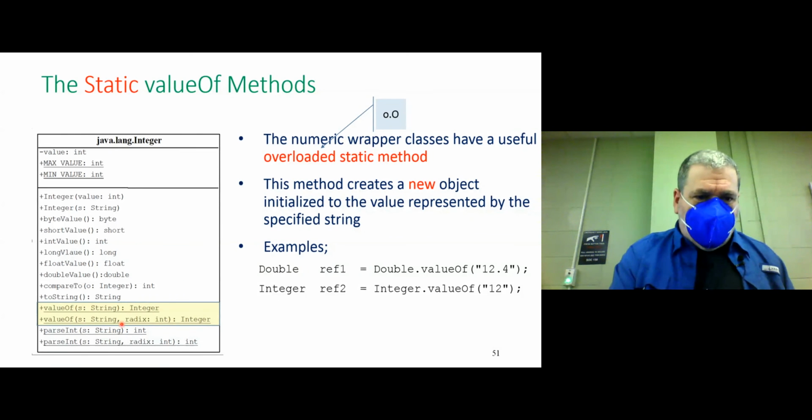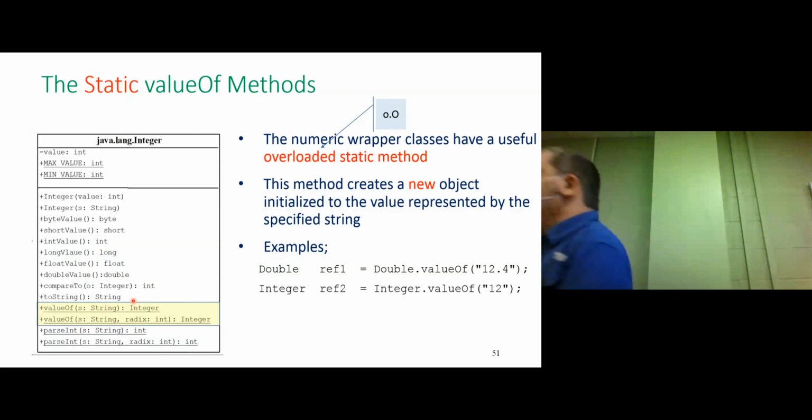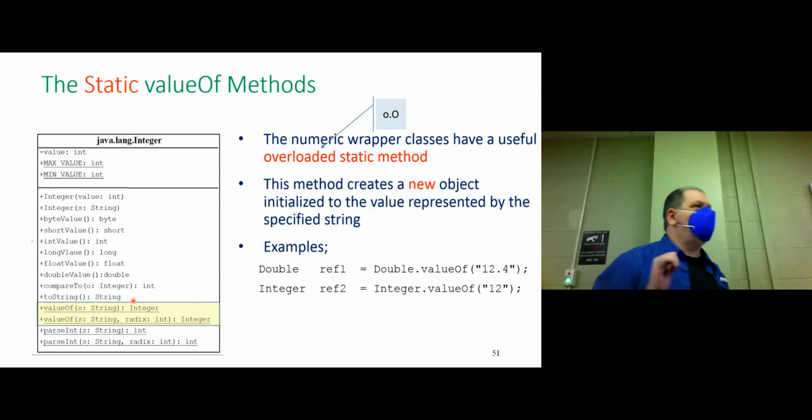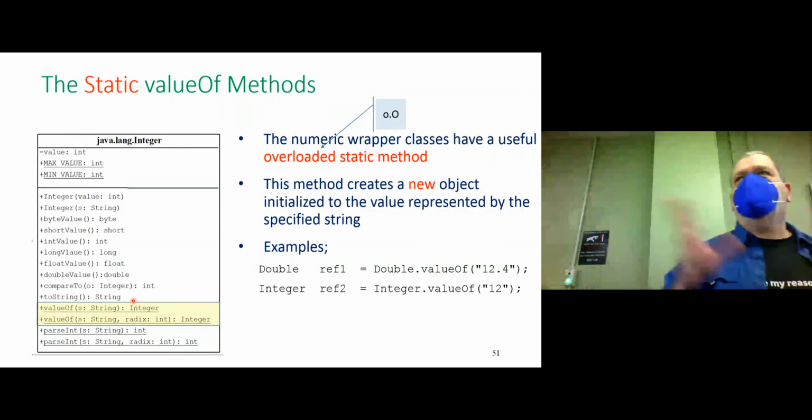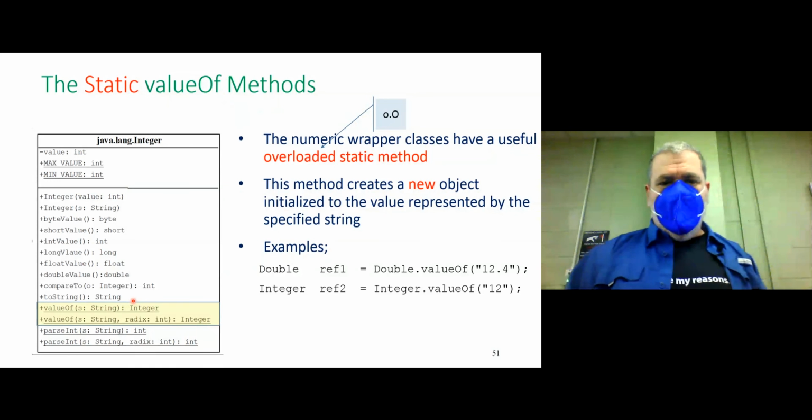So, what's the next block? The next block, and by the way, we have a toString method too. I should have maybe mentioned that before moving to the next block. We have a toString method in all of those wrapper classes, so we can convert any sort of numerical object into a string representation, no problem.